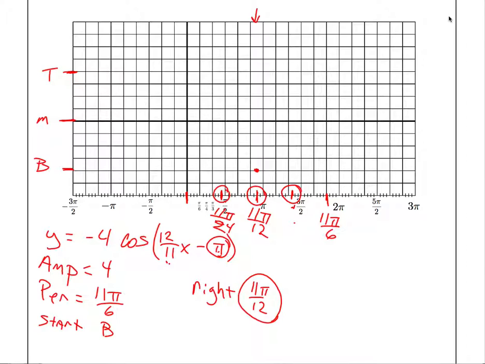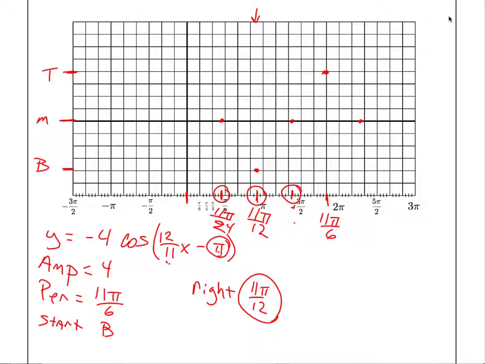So since I'm at the bottom, either direction I go, right or left, what does my next dot have to be? Has to be a middle dot. So that's got to be a middle dot. That's got to be a middle dot. Okay, and then I just continue the pattern. So then I've got to be a top, 2 3/4. I've got to be a middle.